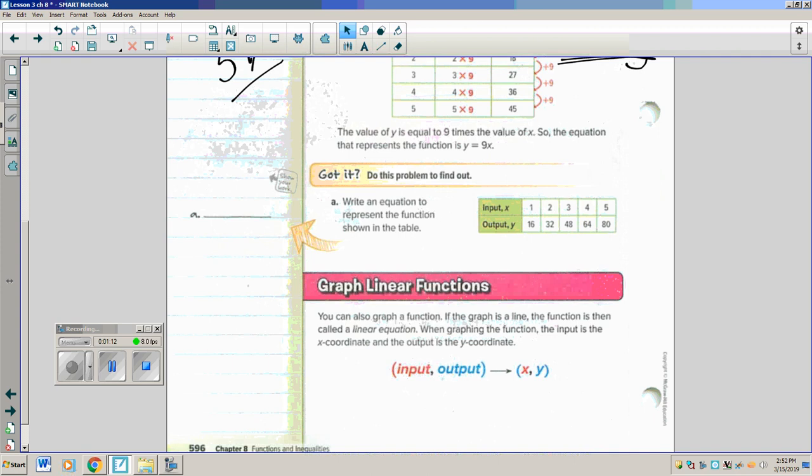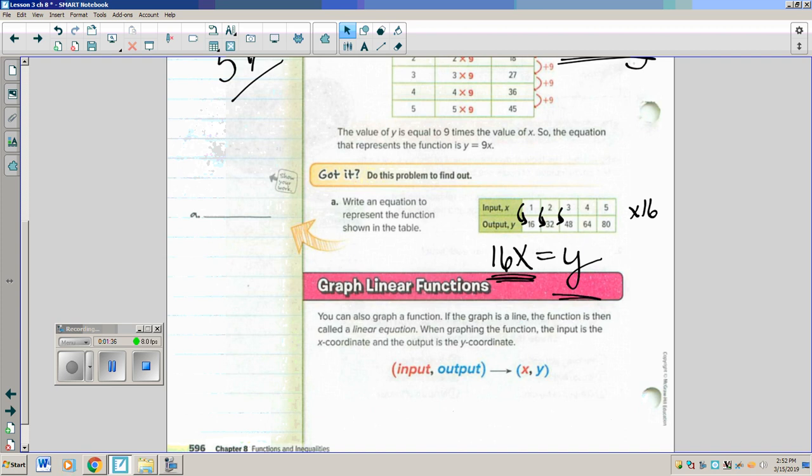On the bottom, 1 goes to 16, 2 goes to 32, 3 goes to 48. We are multiplying by 16. Whatever x is, we multiply it by 16. That equals y. Input, output. Next page.